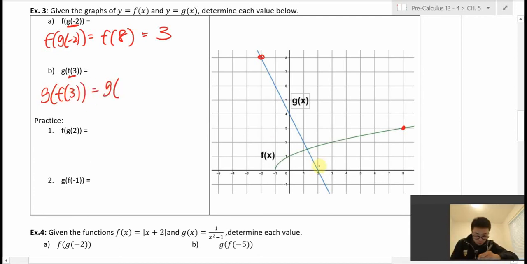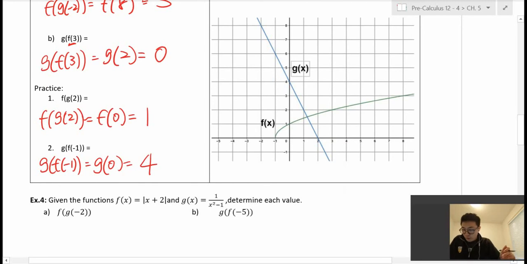So f of 3, f is the green graph again. So when x is 3, the y value for f is 2. So this is g of 2. And then g of 2 for the blue graph is right here, which has the y value of 0. So g of 2 is 0. Okay, so same thing. Give it a try. See how you do.